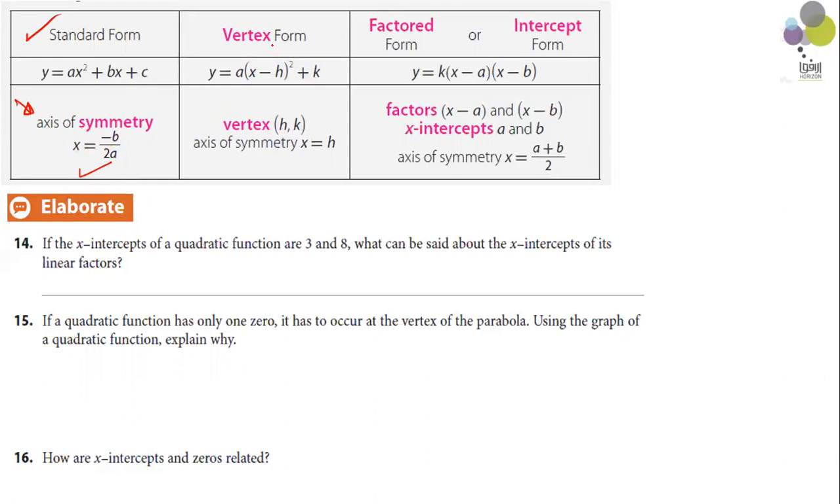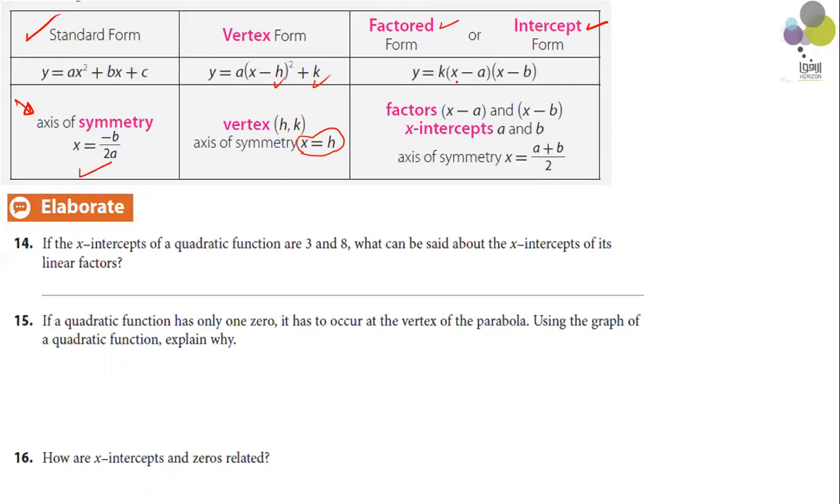Vertex form. We can get the vertex directly from this form, h and k. So the equation of the axis of symmetry is x equals h, the first coordinate. Okay, factored form or intercept form. These two forms are the same. We can name them factored form or intercept form.